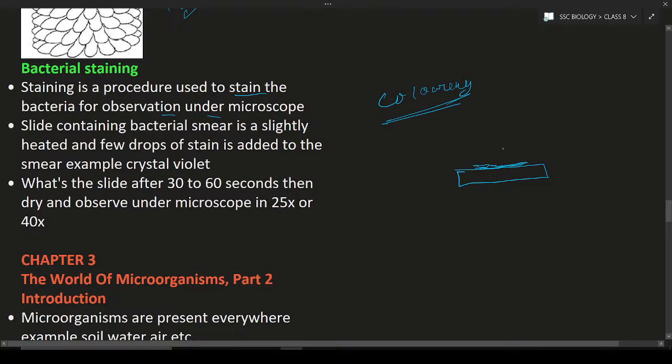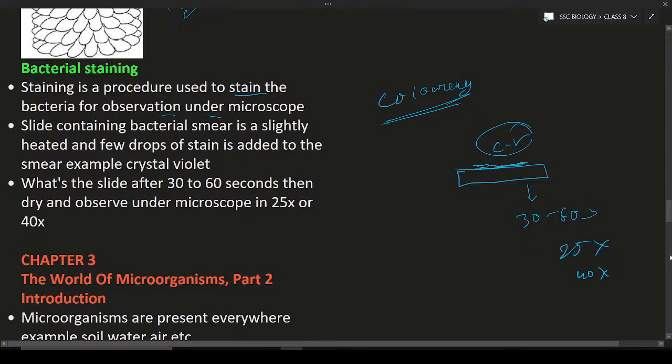What is the dye? That is the stain. For example, you can use crystal violet on the smear of the bacteria. Wash after 30 to 60 seconds. After that, observe the slide under the microscope at 25x or 40x. If you observe under the 25x or 40x, you can see the clear structure of the bacteria.